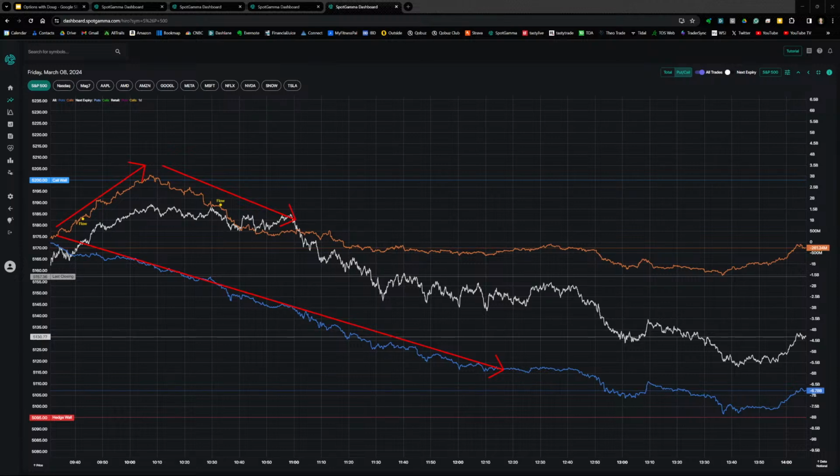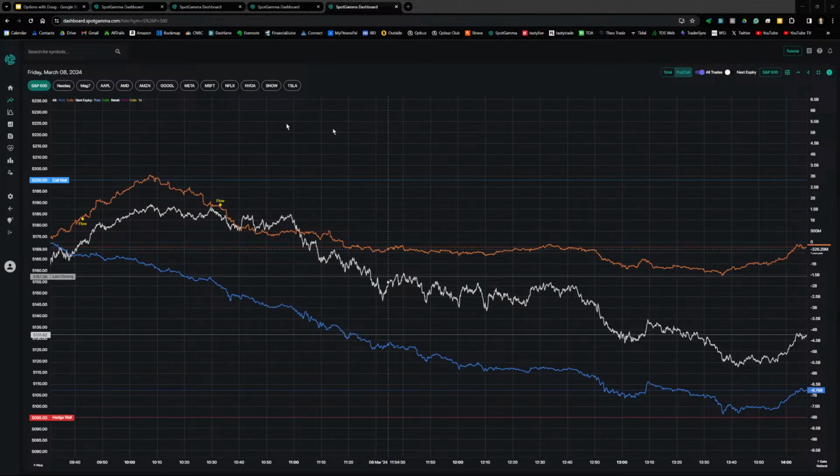With both moving down, it's difficult for the market to move any direction other than down. So based on everything that I've looked at, we'll talk about in just a few minutes, the S&P 500, the call buyers to sellers were leading the market lower.